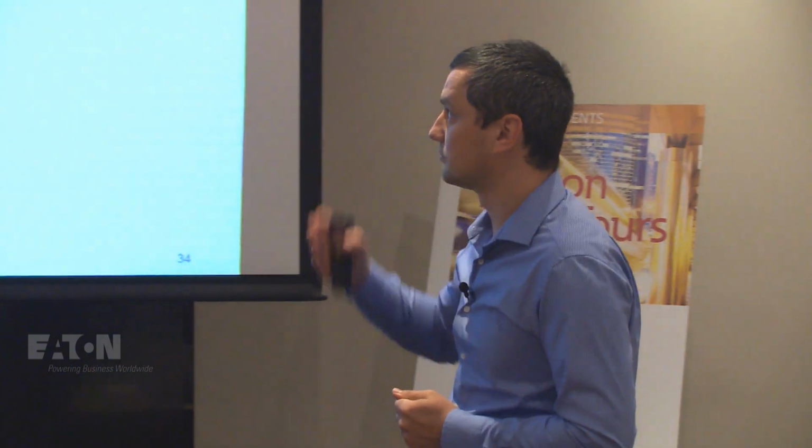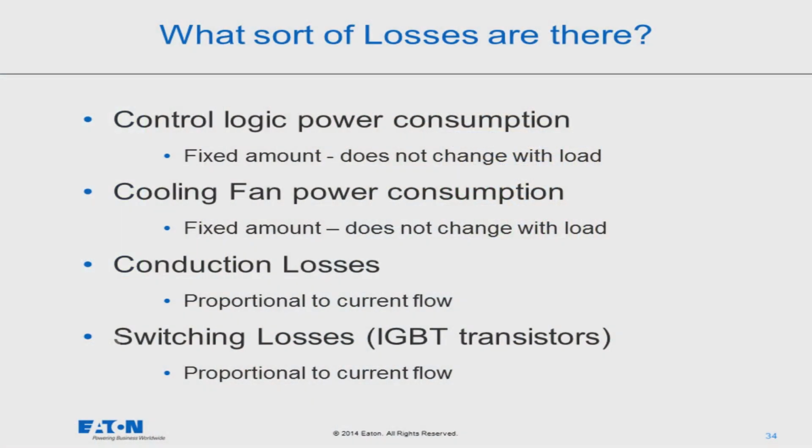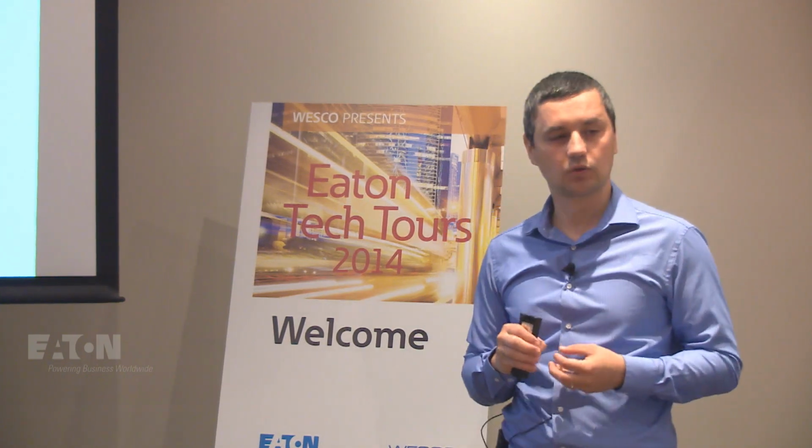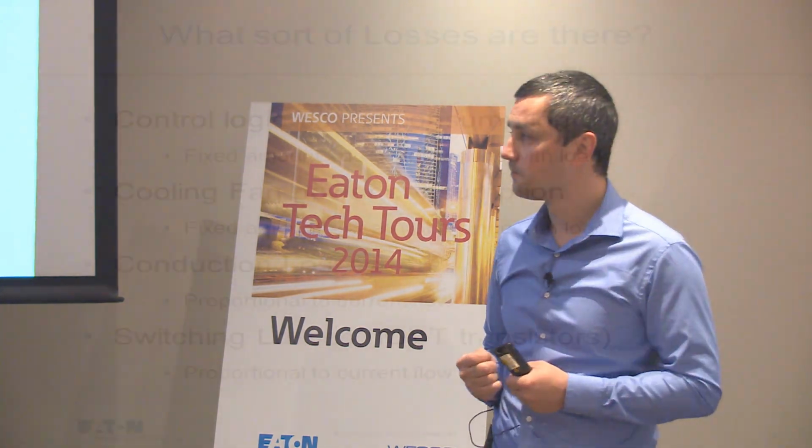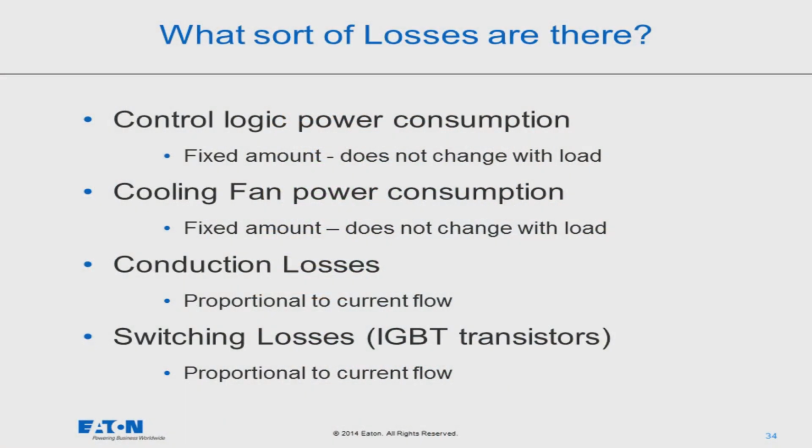The losses, of course, include your control logic and your cooling fan. This is probably one of the biggest losses, but even for that we have options. We can have the fan run only when the temperature reaches a certain value, and on bigger frame size drives, we have fans that have their own small VFD, okay? So they're not going at maximum speed all the time, but are also speed controlled, okay? Conduction losses are proportional to your current flow, and you have your switching losses in the IGBTs, okay?